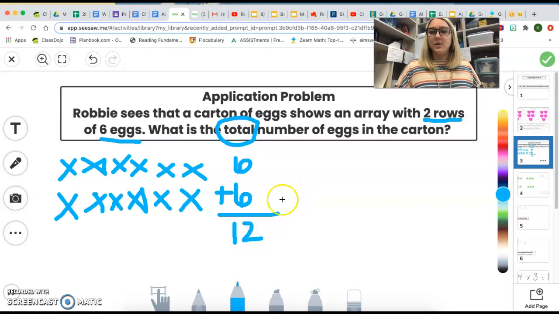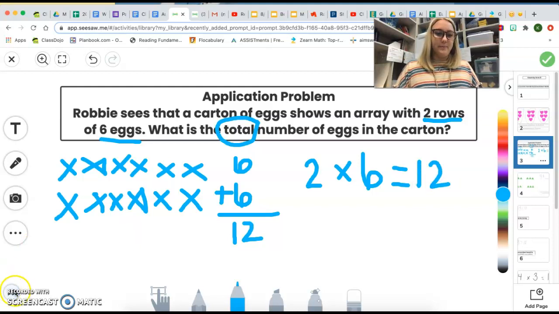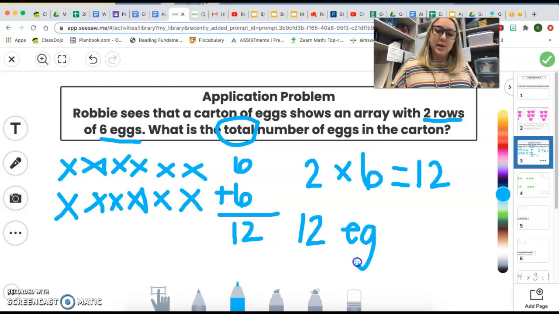Now, if I want to write that as a multiplication sentence, I know that I have 2 groups or 2 rows with 6 in each of them. So I'm going to do 2 groups of 6, or 2 times 6. And that's going to equal 12. Good job. Now I need to make sure I put a label on that, so I'm going to do 12 eggs, because we're not talking about books, we're not talking about dogs, we're talking about eggs. Good job.